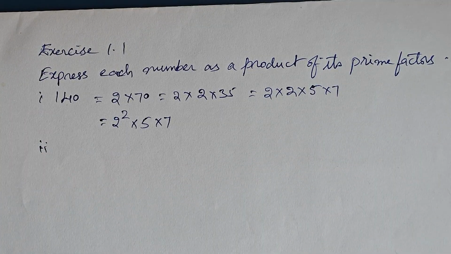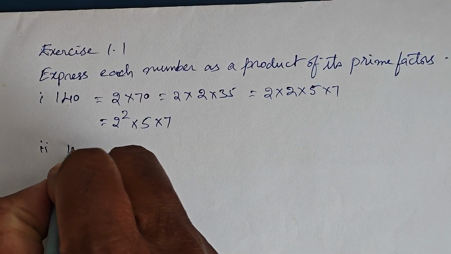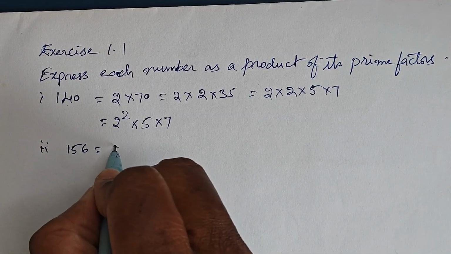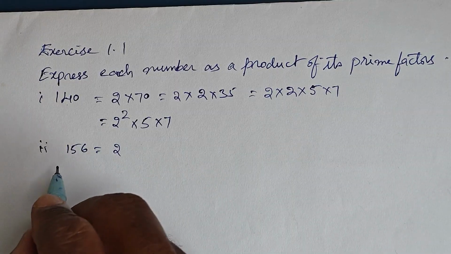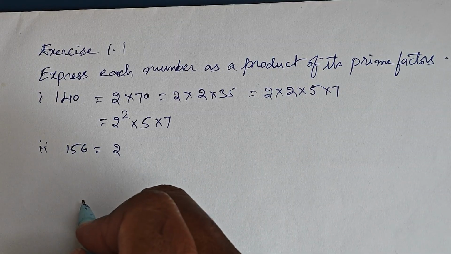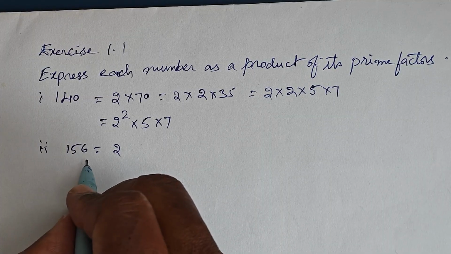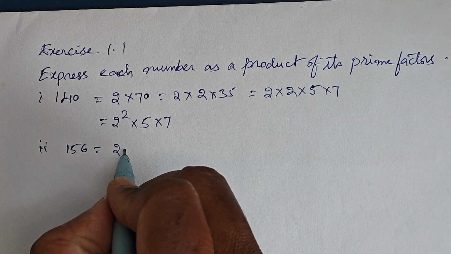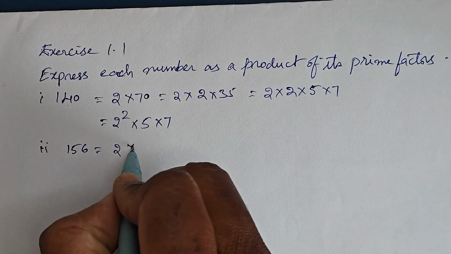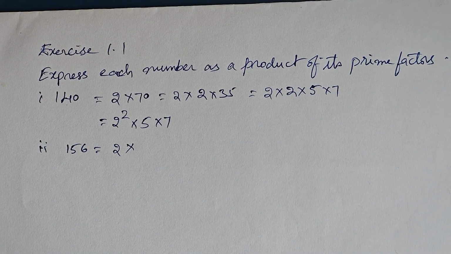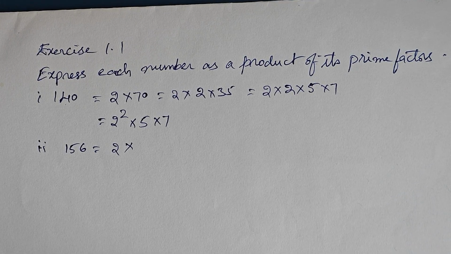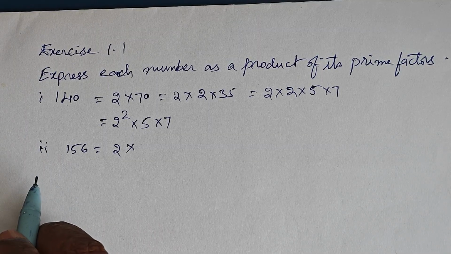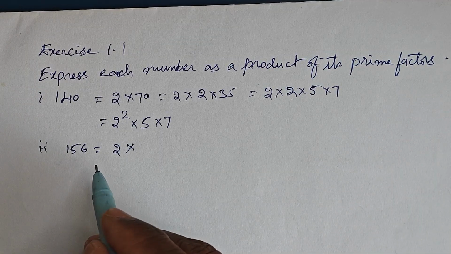Similarly, the next one is 156. We can start with 2, even though we could do it with other numbers. If you add the digits, 1 plus 5 plus 6 gives 12, and 12 is divisible by 3, so that will definitely also be a factor. 12 is also divisible by 6. We will get those factors as we go. Anyway, we don't jump directly to finding the solution; we go step by step.